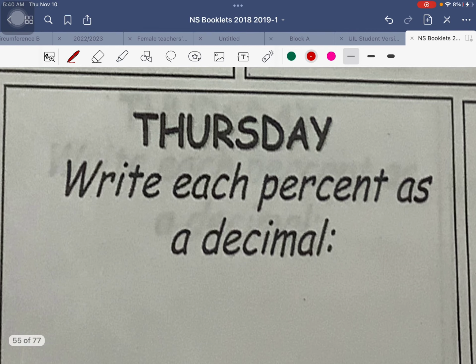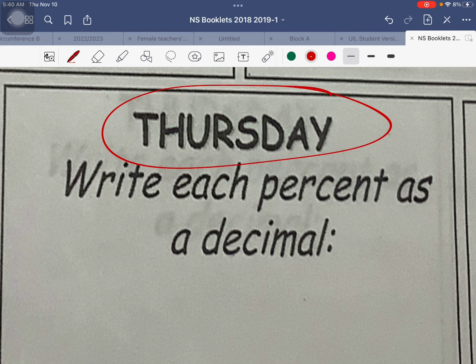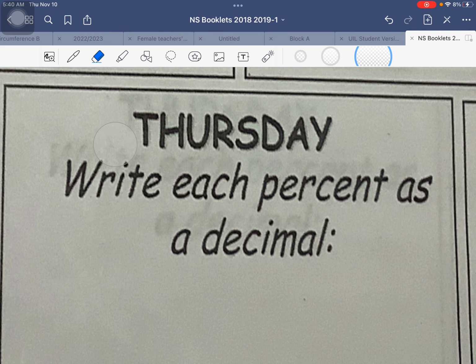Hola, hola chicos. Lo que vamos a hacer hoy, what we're going to do today is we're going to get started with the daily review. Now, the daily review will be Thursday because today is Thursday. Thank you, sir. Okay, bueno, pero make sure you have your notebook to be able to do that.